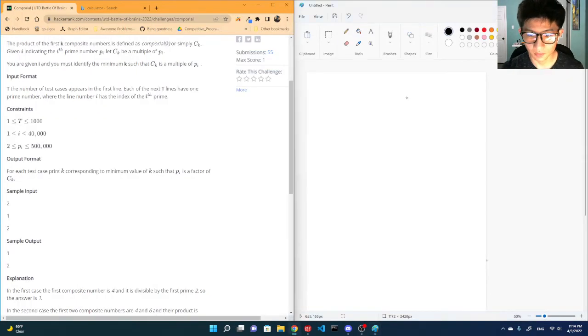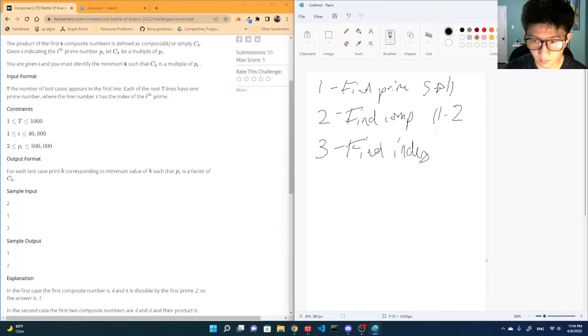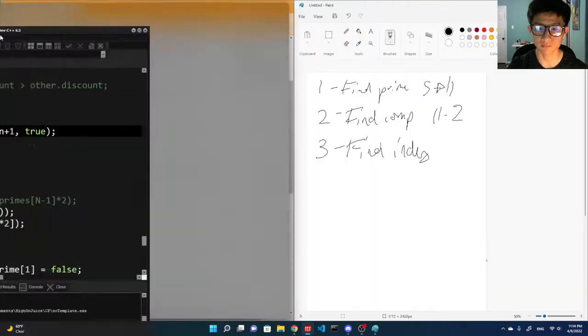Okay. So recap. Step one, find the prime. So 5 would become 11. Step two is find the composite, and that would be 11 times 2. And then find the index. Those are the 3 steps. So how do we do this? Okay, just going to go to my code.